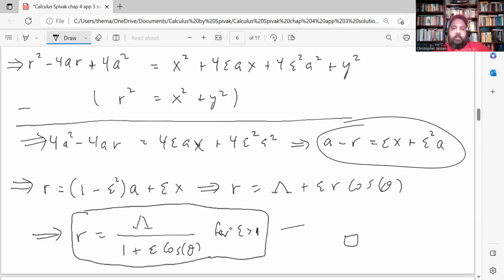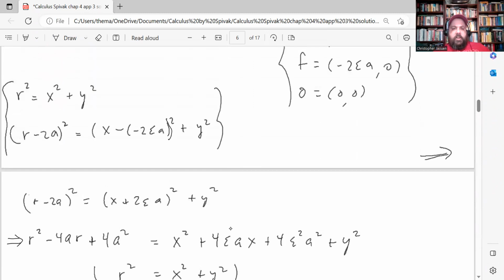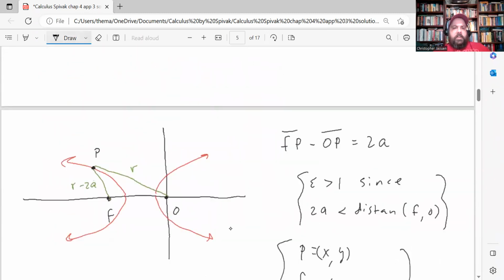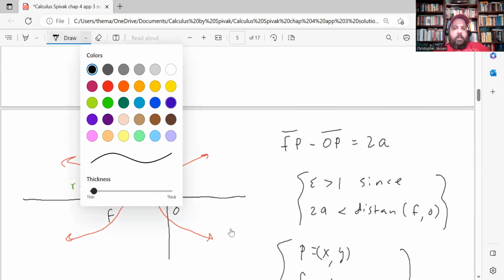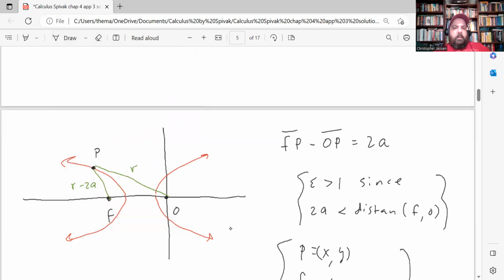So we get this formula here that he wanted us to show. The only difference between this one and the one in the chapter, in the appendix itself, is that in this case epsilon is greater than 1 rather than less than 1. And that's because, actually I don't remember if I showed this in the picture, the distance, let me use a different color so it shows up better here, use blue. So the distance here is bigger than the distance between the vertices of the two branches of the hyperbola. So that's why epsilon's greater than 1.